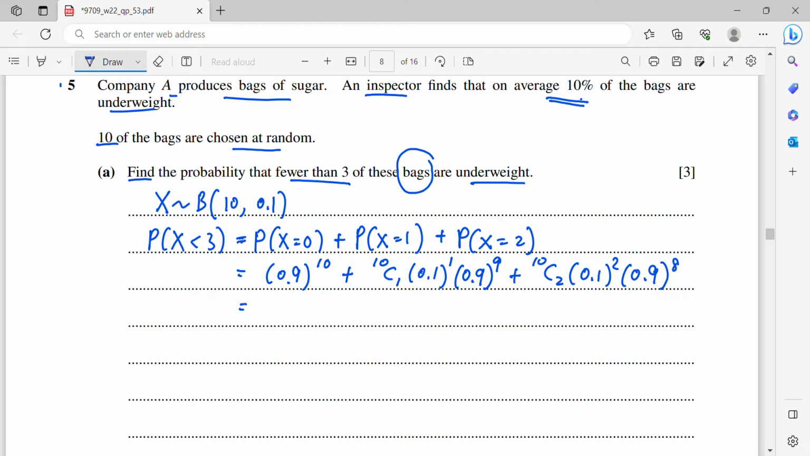Alright, so when you count all this, it will be 0.9298. And now I round up to 3 significant figures, it will be 0.930.